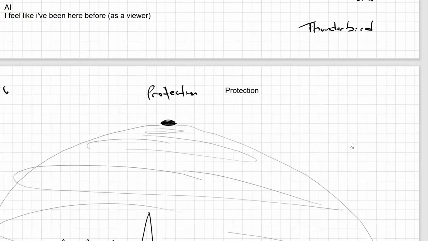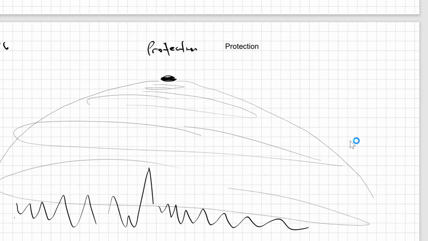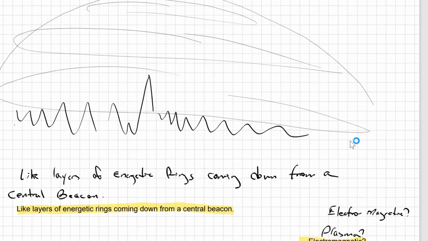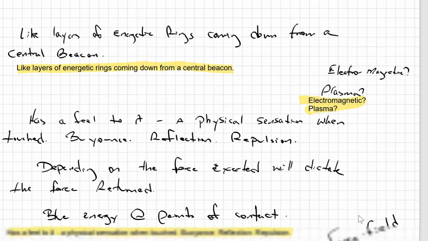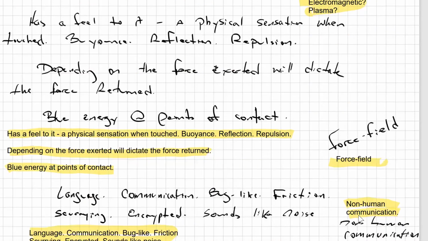And then there was this dome that was created, this energetic dome that was created for the purpose of protection, like layers of energetic rings coming down from a central beacon. Was it electromagnetic? Was it plasma? It had a feel to it, a physical sensation when you touched it, a buoyancy and a reflection, and also a repulsion. Depending on the force exerted would dictate the force returned. It matched your force, and there was blue energy at points of contact with it. And I described it as a force field.